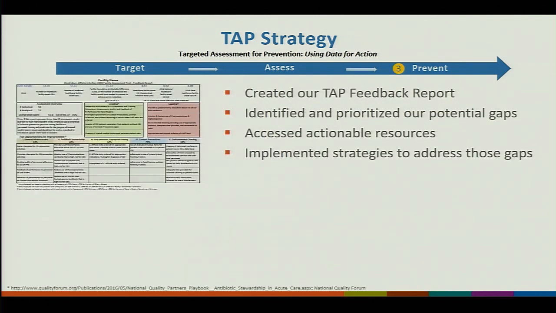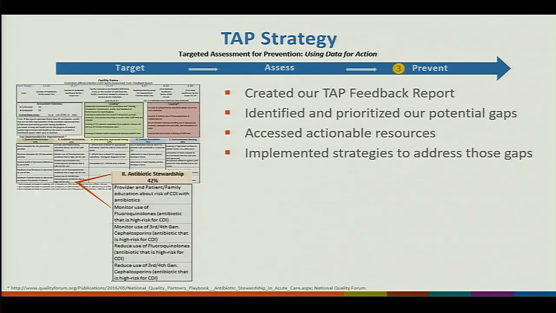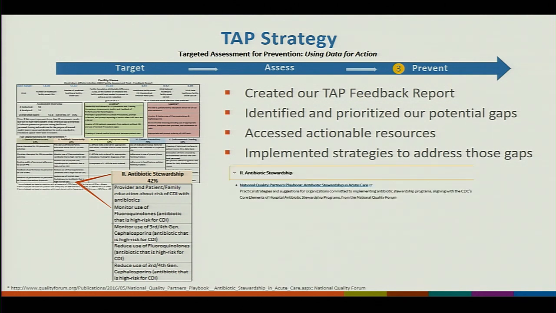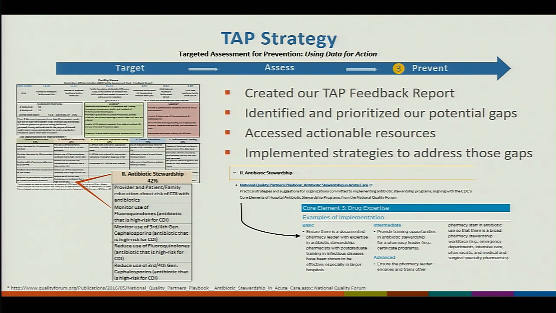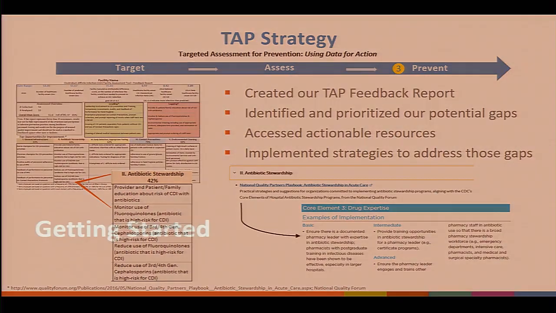And then we created our feedback report and identified and prioritized potential gaps within the specific domains within the feedback report. And within our implementation guides, we accessed actionable tools and resources and implemented strategies to address those gaps. So again, we're really targeting it on every level here and trying to maximize impact with limited resources.